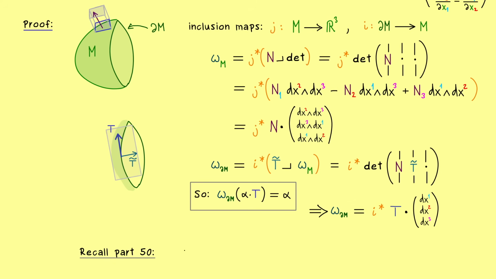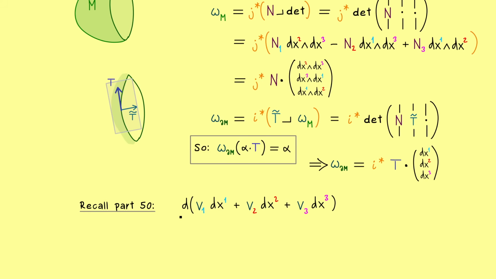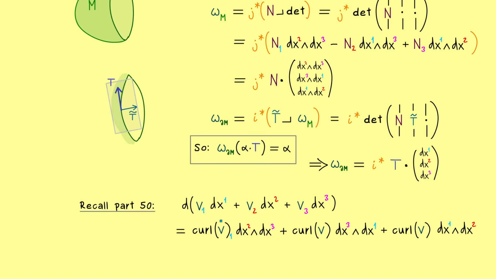And for that please recall part 50, where we have already calculated a Cartan derivative of a vector field related to the curl. More precisely, we should say that we have a 1-form that is given by a vector field V. And now the Cartan derivative of that gives us the curl of V back. In fact, what we can do is to reorder these two forms that come out such that in front of it we have the components of the curl. So first we have the first component of the curl, then the second one, and finally the third one. This was the calculation we have done in part 50, and it just used the definition of our d operation.